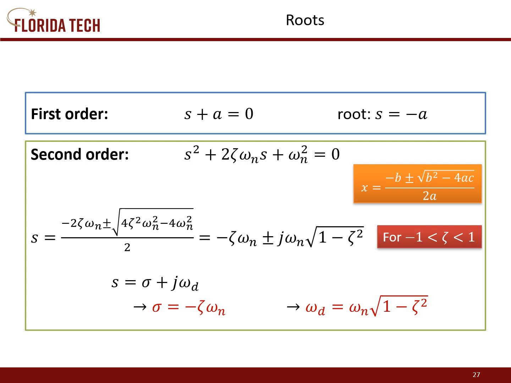In the second order system, we still want to find the values of s that make that 0, and we just use the quadratic formula to figure out what values of s. And there'll be 2 values of s that make that 0. And it's going to be a complex conjugate pair. The real part is sigma. The imaginary part is omega d, or the damped frequency, and we can relate natural frequency and damped frequency using the equation shown with the damping ratio.